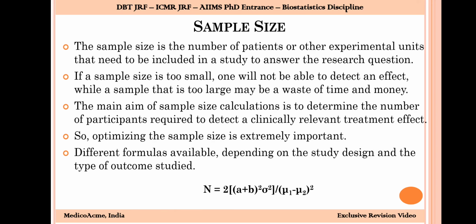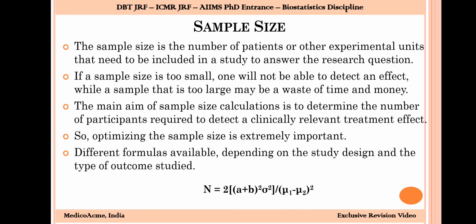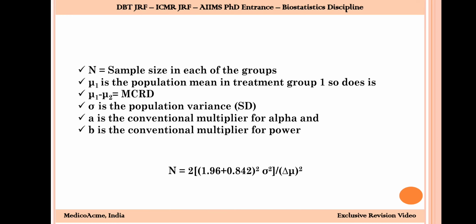Suppose if you are going to do the observational studies, if you are going to do the RCT, then all the formulas will be different, but this is a general formula I am going to describe. Okay, so you can see the sample size in the group is n equal to 2(A+B)... A is the conventional multiplier and the value is given here, 1.96, and B is the conventional multiplier of the power and it has a 0.842 value.